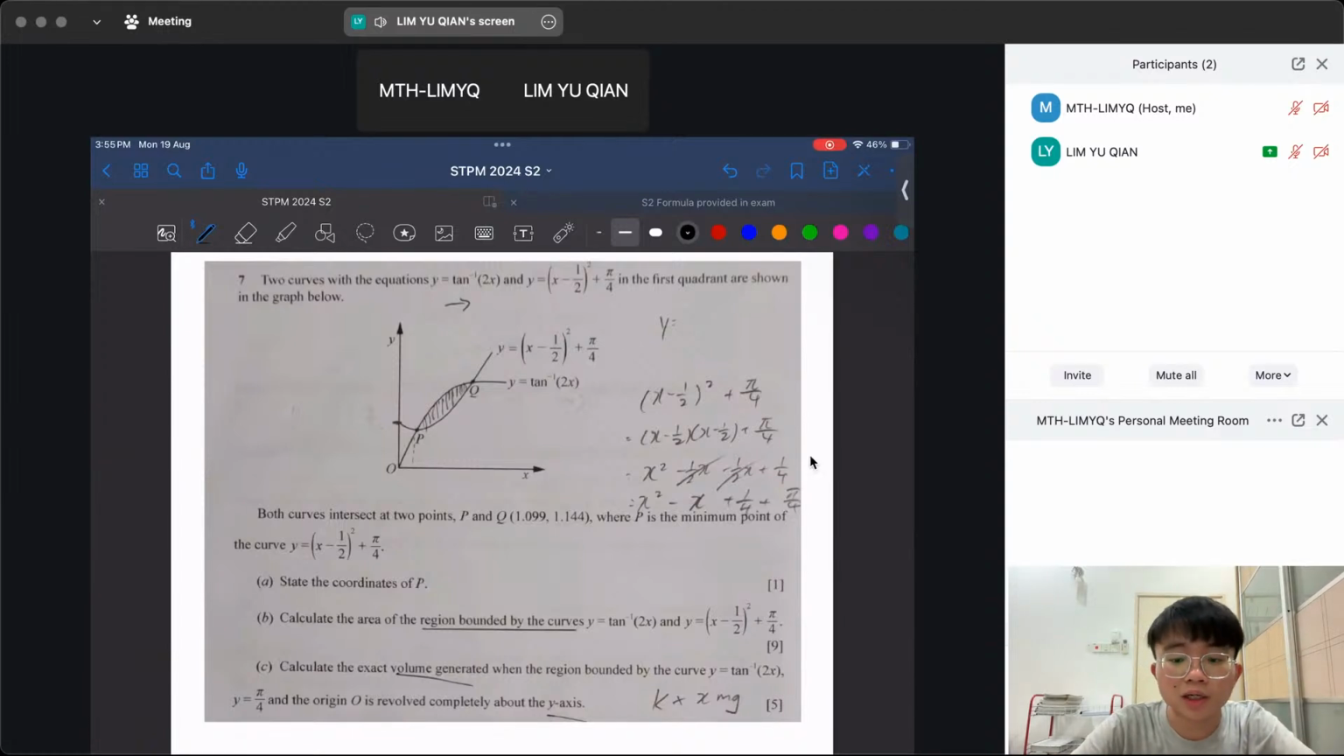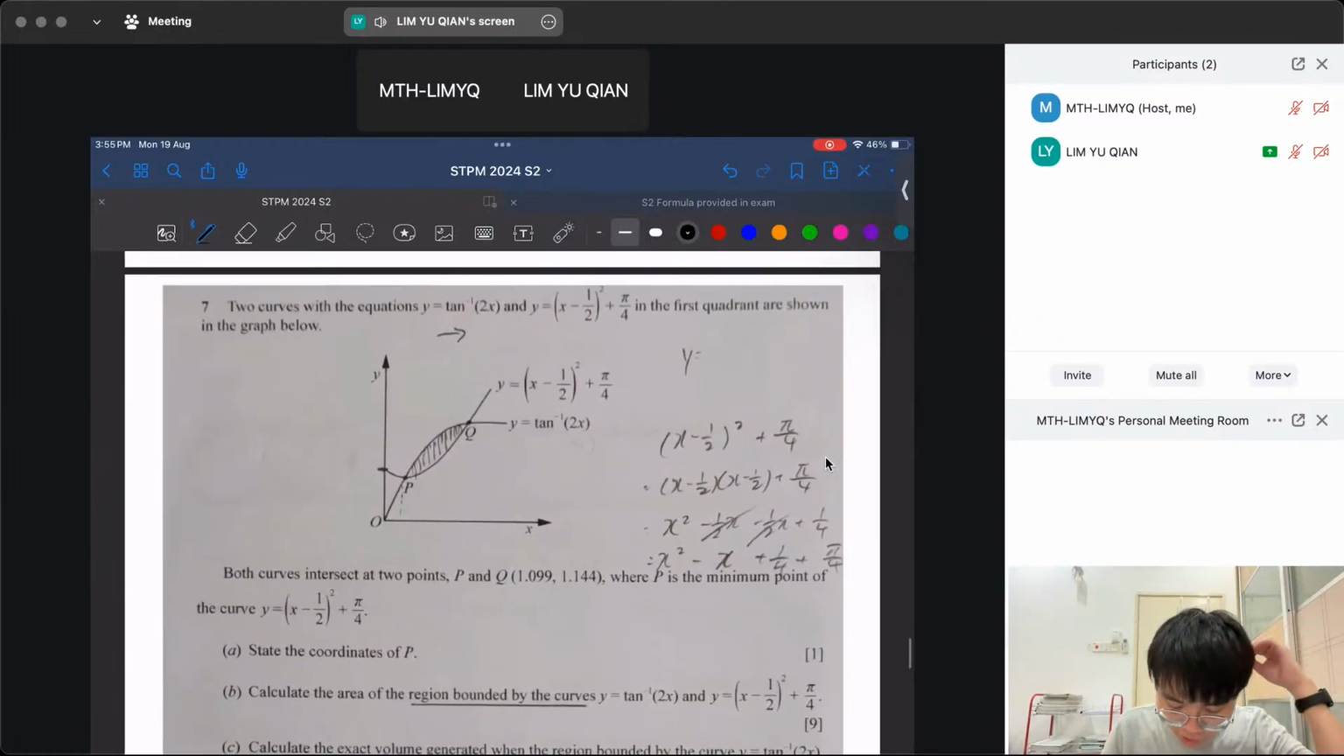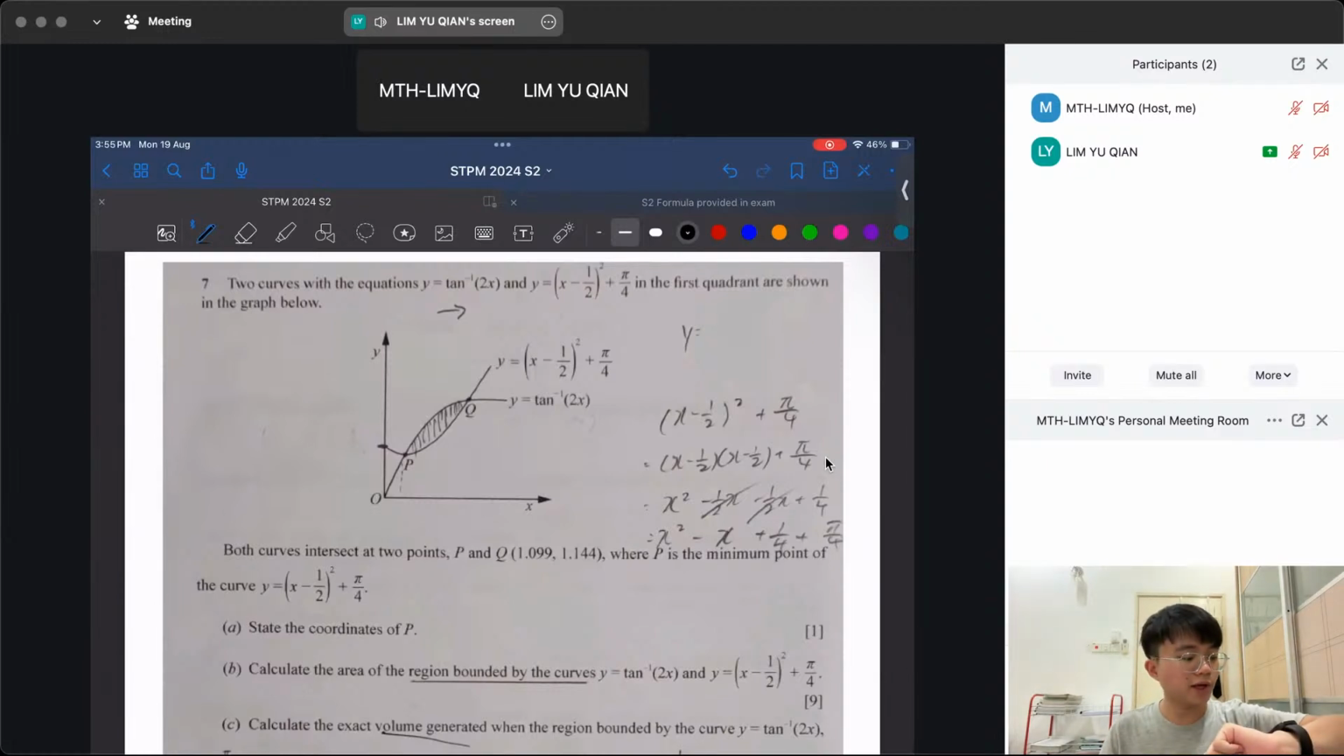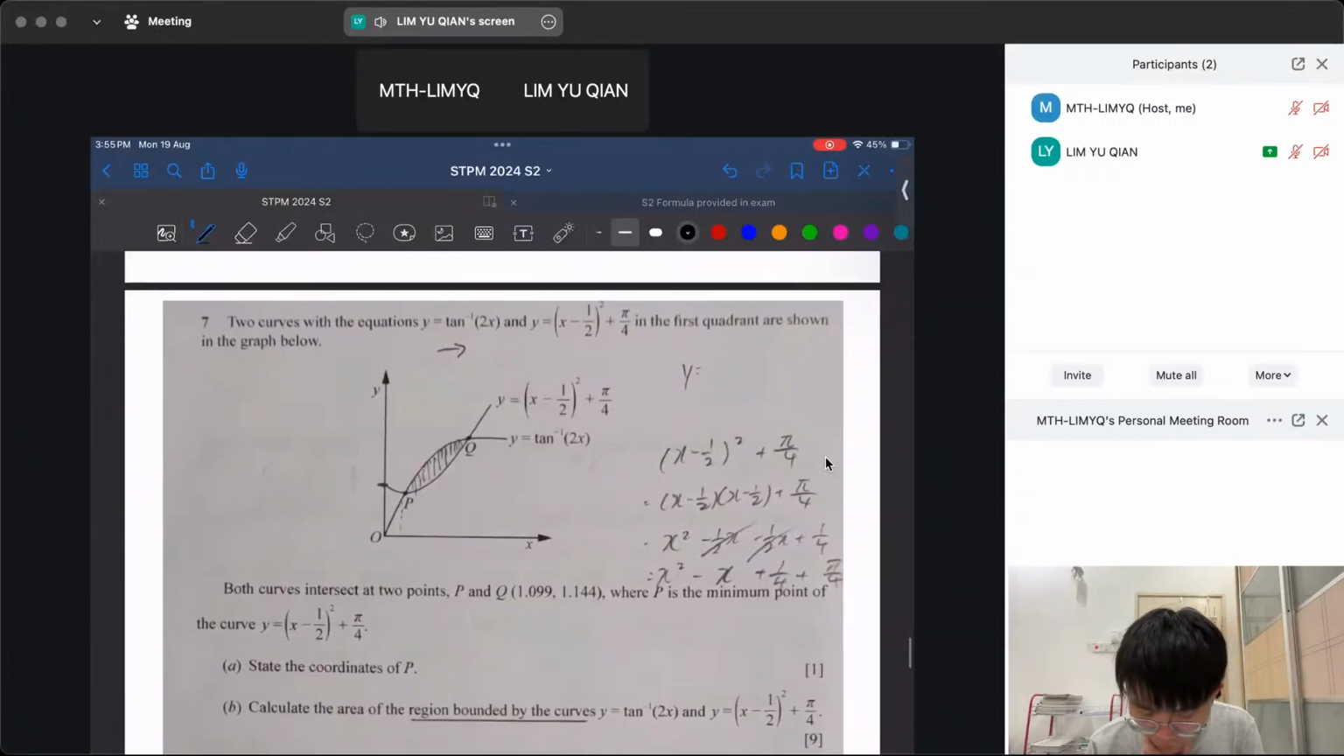Any problem, type in the chat box. Okay, so two curves with equations y equals arctangent of x, and y equals the quantity x minus 1 over 2, squared, plus pi over 4, in the first quadrant are shown in the graph below. Both curves intersect at two points P and Q, where P is the minimum point of the curve y equals this one. State the coordinates of P.